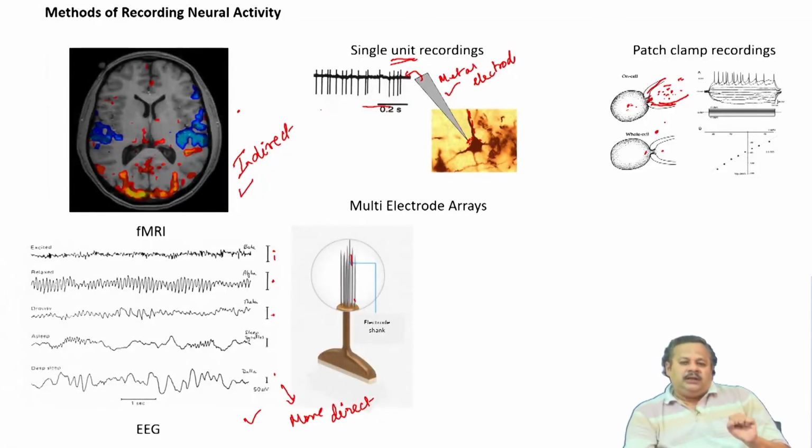Similarly, we can measure the amount of current that is flowing across the membrane of the neuron by holding the membrane potential, that is V in minus V out, at a particular value or a particular profile, and measuring the current during that period.